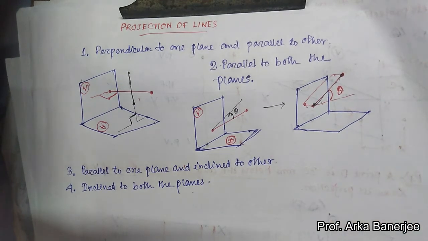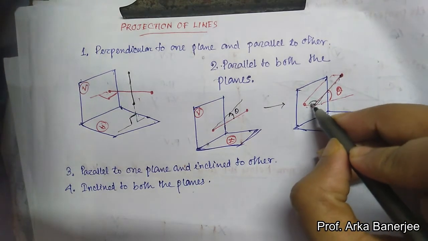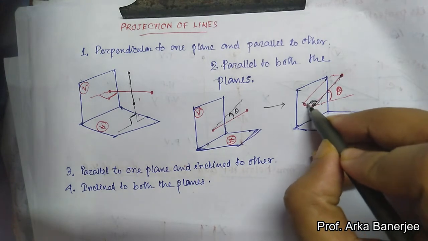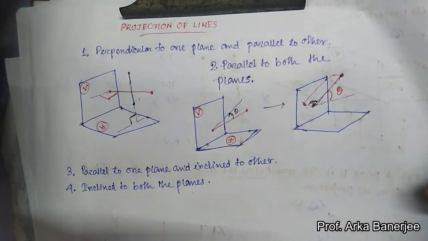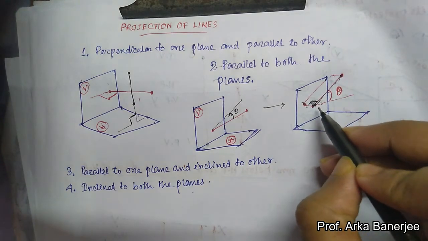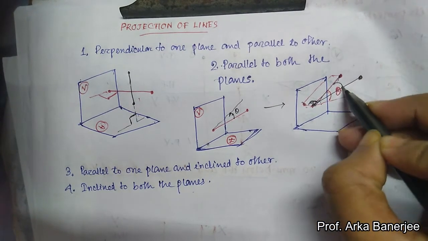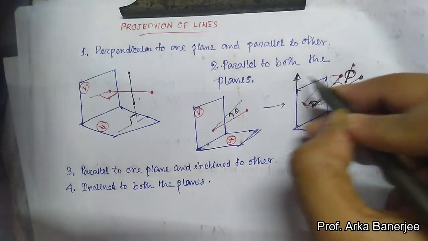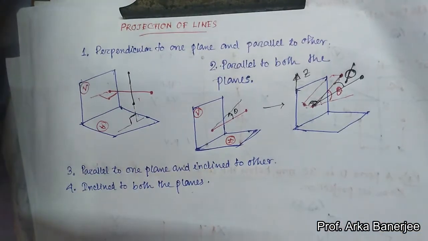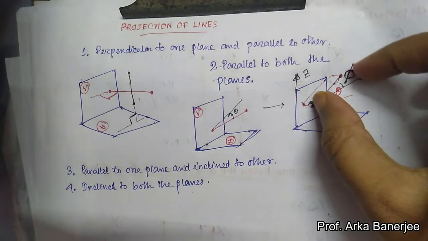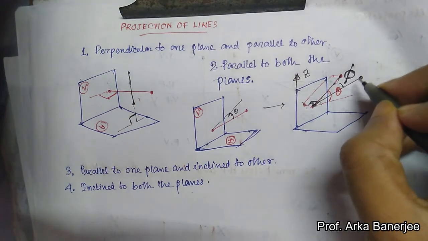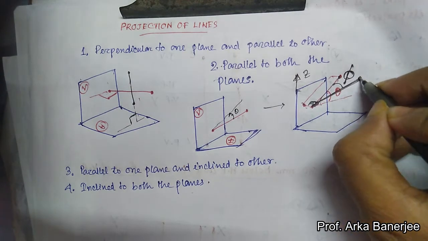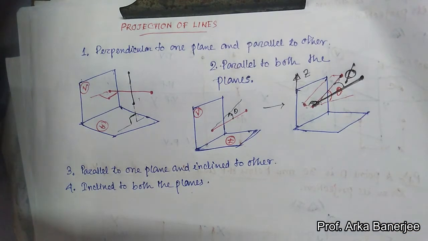Next, we can make it inclined to both the planes. If you rotate it again by some angle phi, we are rotating it about this axis. Suppose this is the z axis, so we are rotating it about the z axis by angle phi. Then this new line is inclined with both the planes.